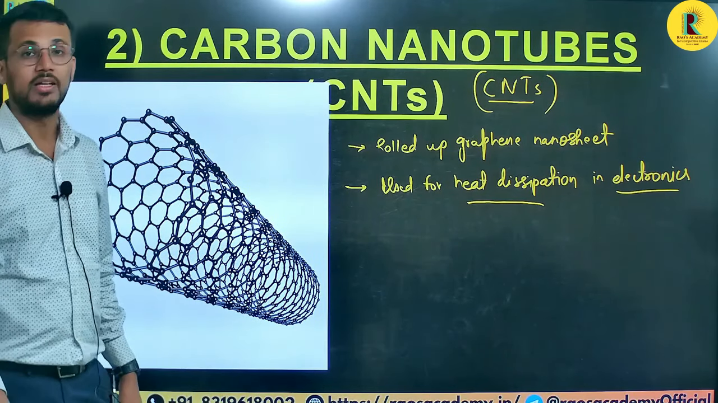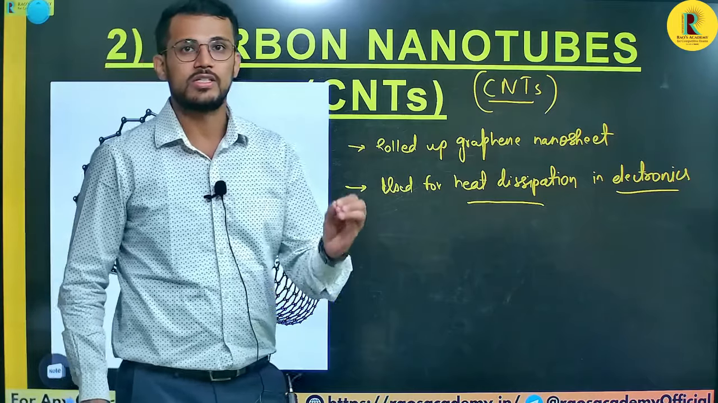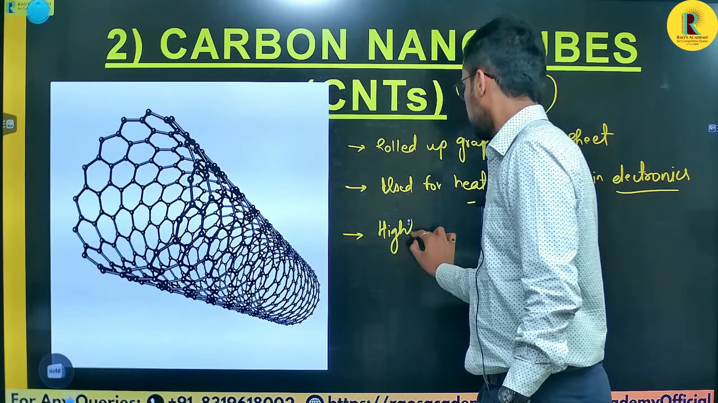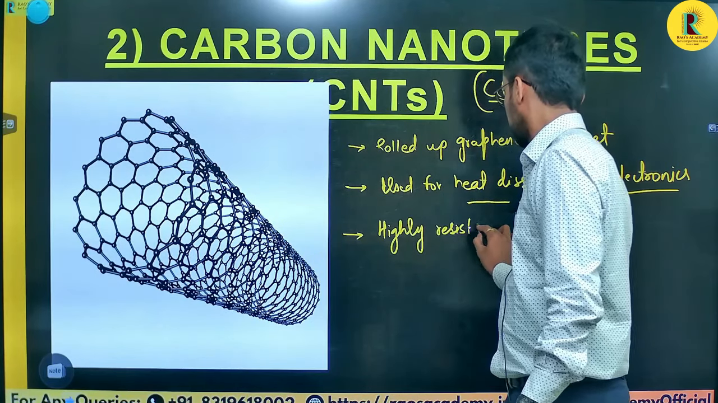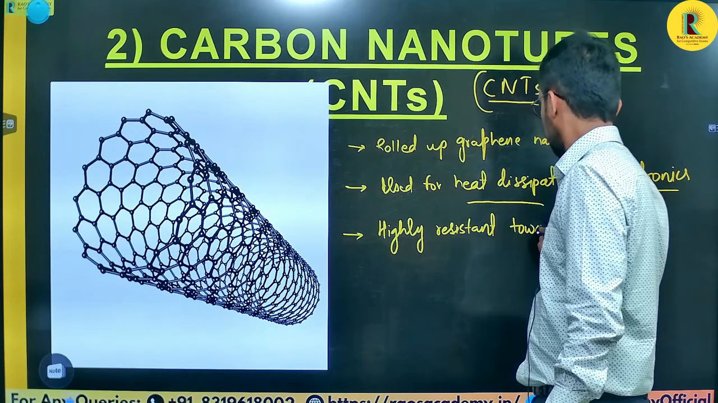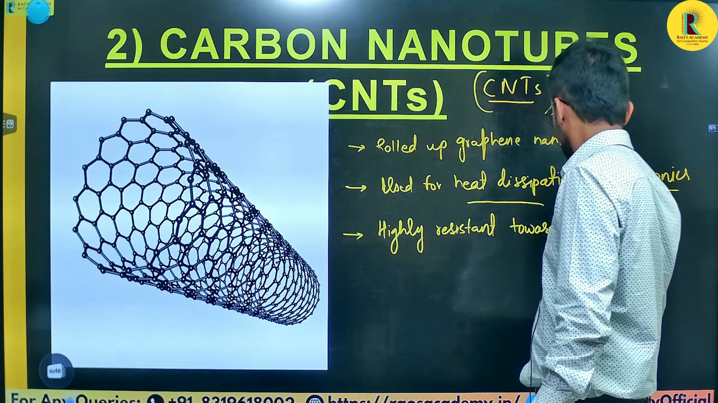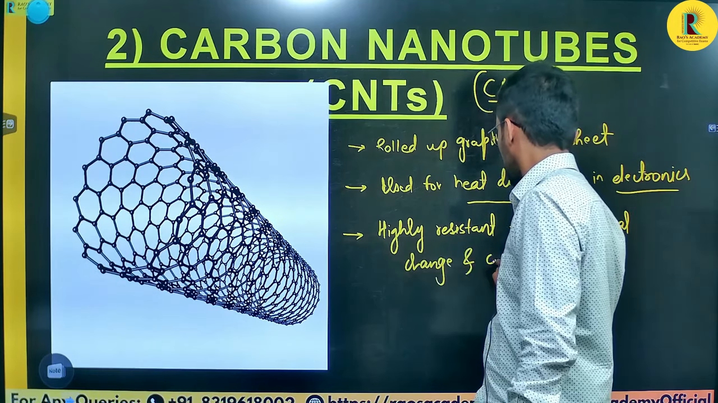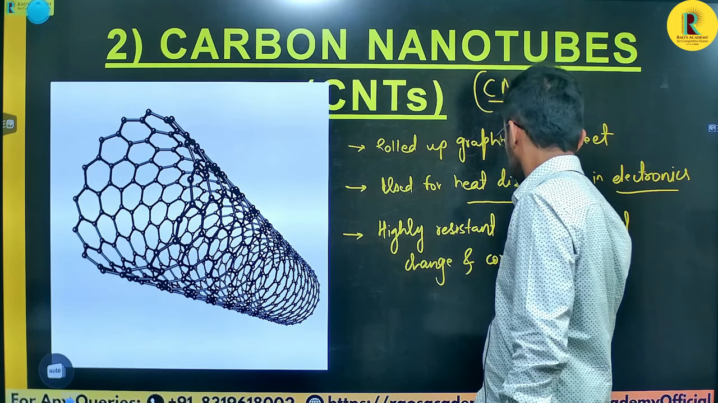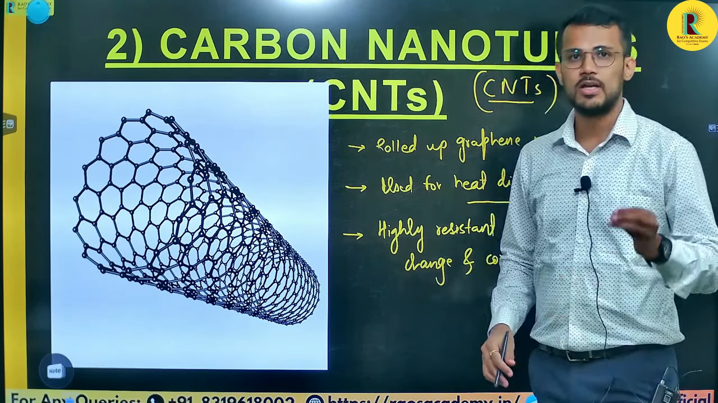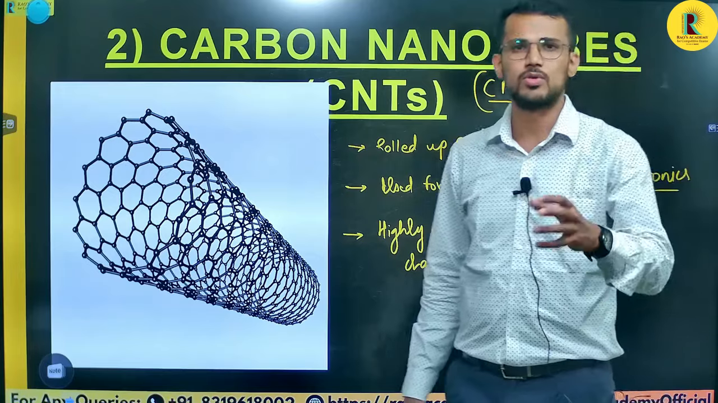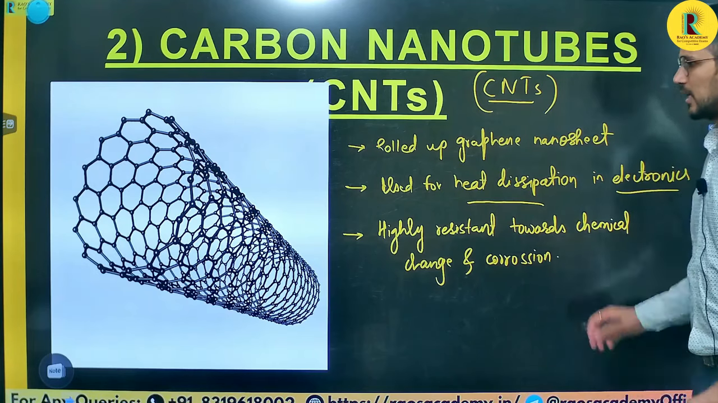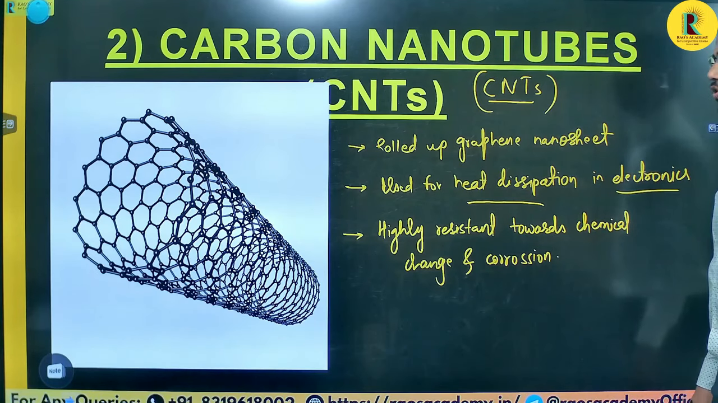Also, they have one more property, and that is they are highly resistant towards chemical change and corrosion. Fine. So that is also one of the properties as a result of which these carbon nanotubes can be used in a number of applications. So that is the second structure, carbon nanotubes.